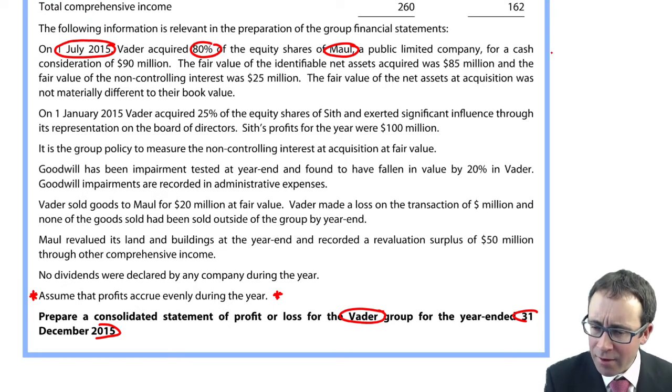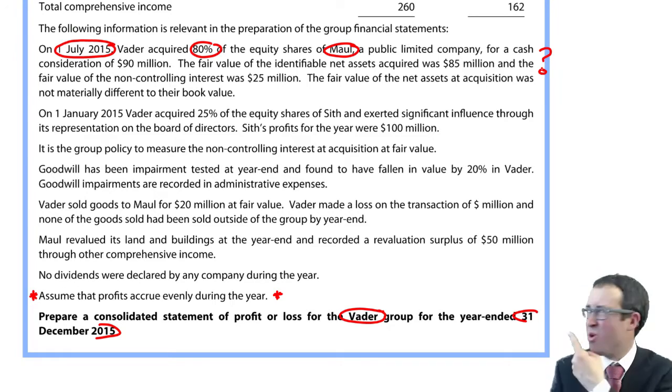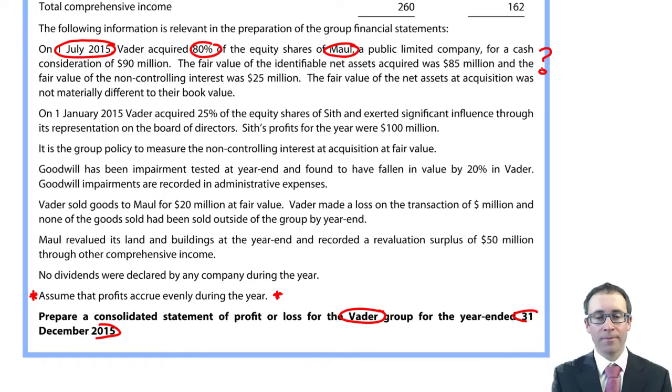But you have to ask yourself the question, why are we given that information? Because that information is very similar to the information that we saw in the group SFP that we use to work out the net assets at acquisition, and then use that information to work out goodwill. But goodwill is the statement of financial position figure, isn't it? So what's it doing there? Let's read on and we might see as we go along.